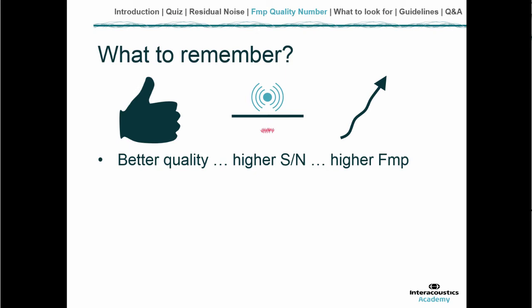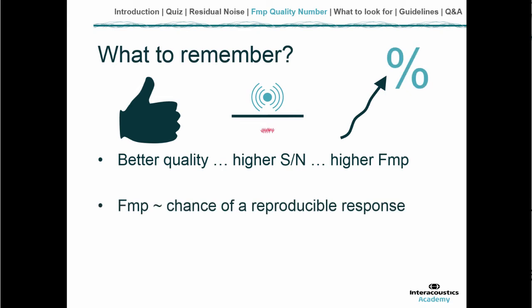Then a second thing, the FMP relates directly to the chance of having a reproducible response in your measurement. So perhaps it is easier to talk about a confidence level. How confident are you that there is a response, and you can use a percentage number to specify your confidence. For example, being 99% confident that there is a true response is a very high, nice number, and 99% correlates to around 3.1 in the FMP number.